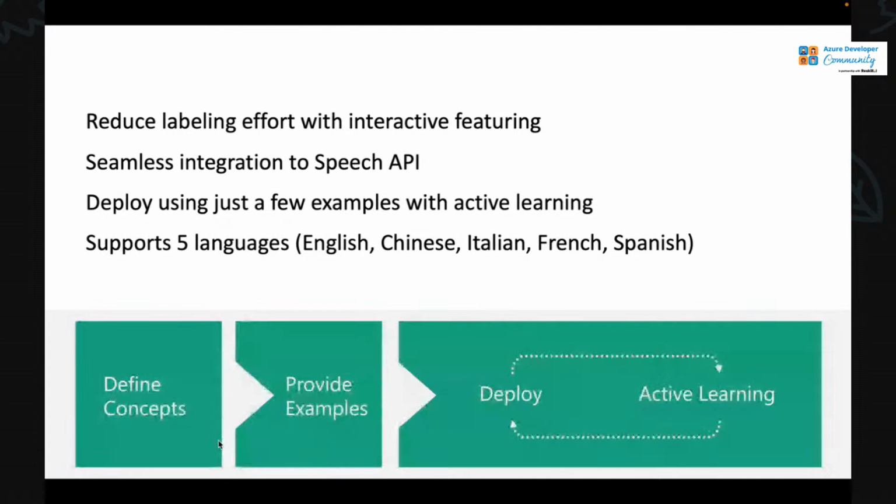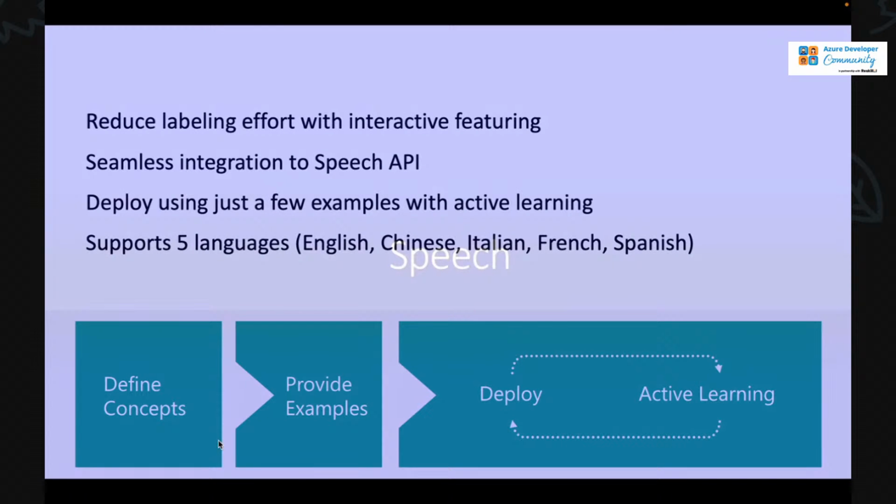So what really happens is that it helps you to reduce the labeling effort. For example, if there is data, you have to tag it or name, classify, or whatsoever, and it has a seamless integration with the text to speech API, and you can support 5 languages so far, and so on. So now we saw language understanding just as a glimpse, but we'll deep dive into speech, which is our main context of today's talk.